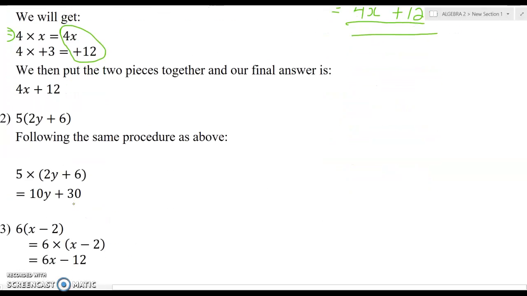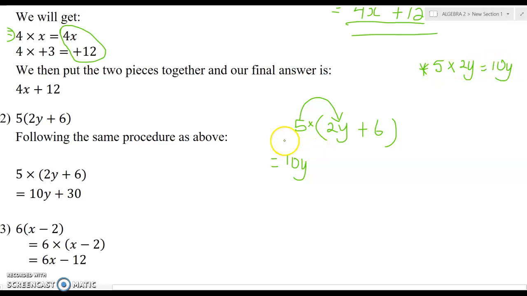Let's look at the second example. I have 5 open brackets 2y plus 6. Remember there's an invisible multiplication sign in between here. So 5 multiplied by 2y is 10y. Let's write that in the corner here: 5 times 2y, 5 by 2 is 10, and you just put back the y. And then we have 5 multiplied by positive 6, and that gives me positive 30. So you get plus 30, and that's my final answer right there.